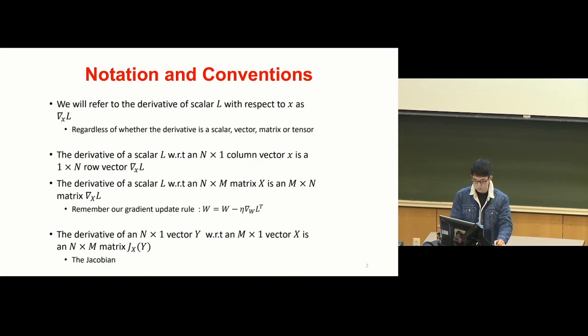And when it comes to an n cross m matrix x, the shape of the derivative will be m cross n. And when it comes to a vector y of size m cross 1, the derivative of the variable would be a Jacobian matrix, and the shape would be m cross n.